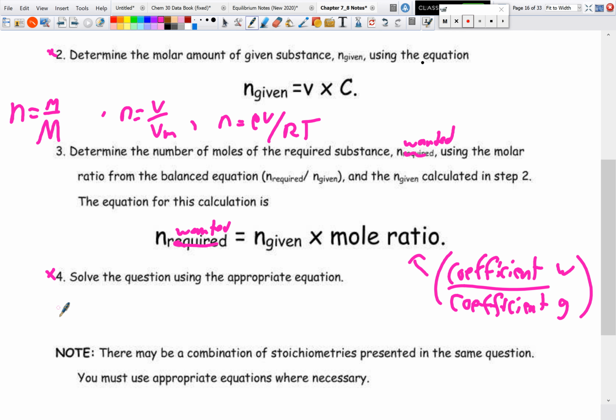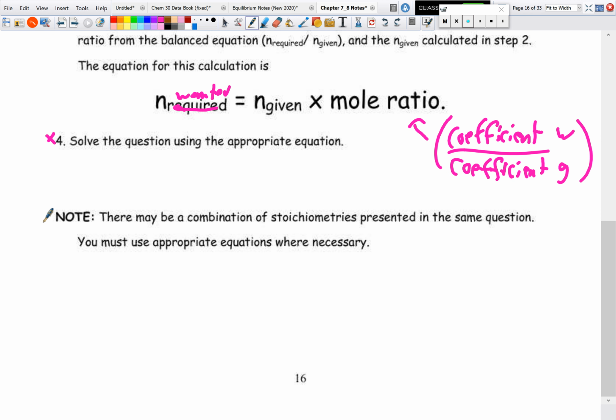So we can be asked to solve for volume, we can be asked to solve for concentration, we can be asked to solve for mass, we can be asked to solve for pressure, volume. So it just comes down to what we are asked. So that's why it says a little note right here, there may be a combination of different stoichiometries present. So just make sure to read the question carefully, and of course make sure to pair all values with the appropriate things inside of that question.